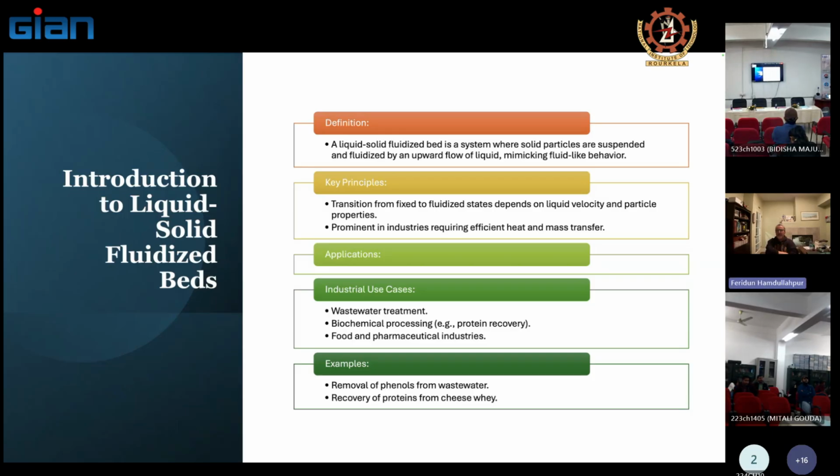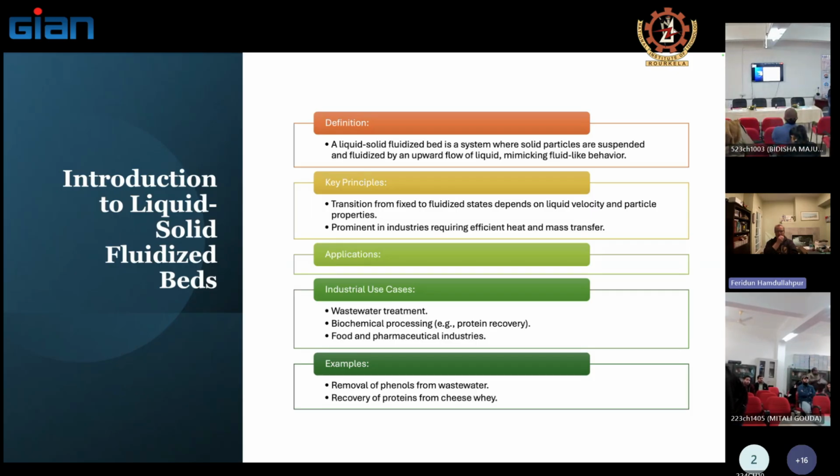And the transition from fixed to fluidized state, just like in the gas-solid one, will depend on the liquid velocity and particle properties. What are the applications? In this case, for example, wastewater treatment. It is very natural for wastewater treatment because water is present.